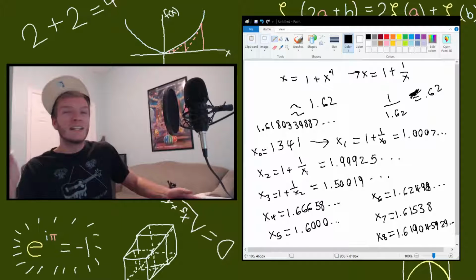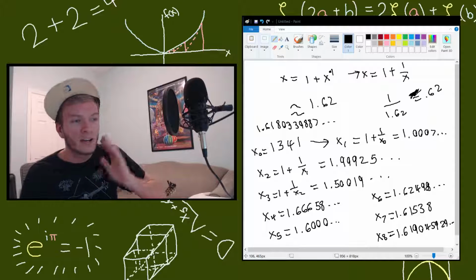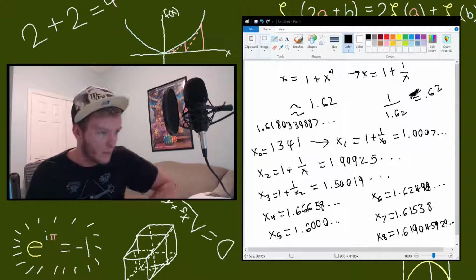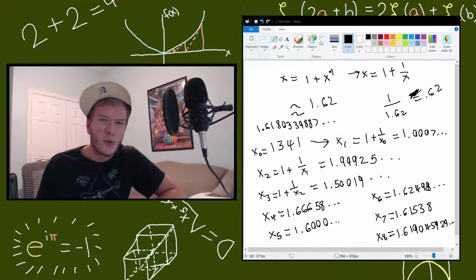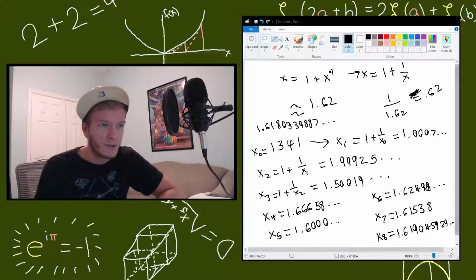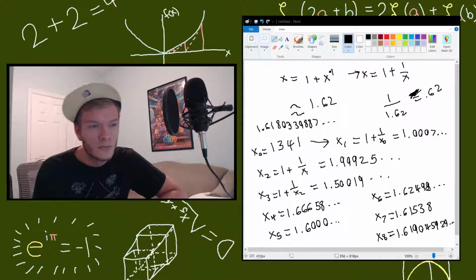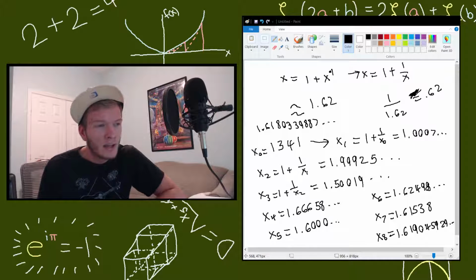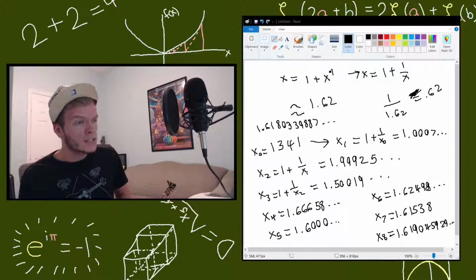And that's from any guess. Even negative numbers, you can plug into this, and it'll bounce back and forth and get back to the right number. I think 0 screws it up because you have to do 1 over that, and then 0 is always a problem. But I just thought this was cool.